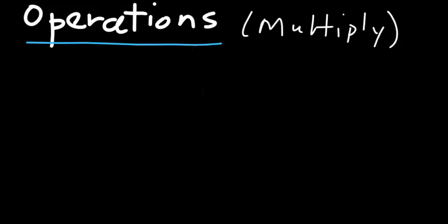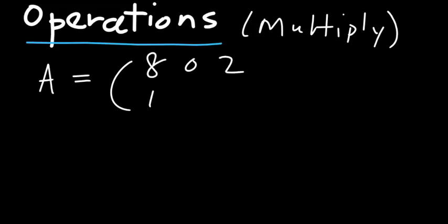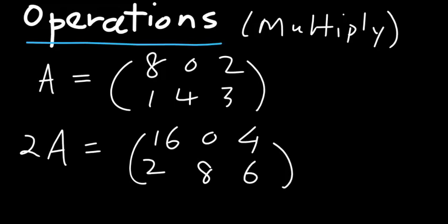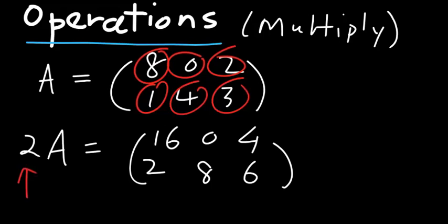Now let's look at multiplication. Now let's assume you have matrix A and it's given by 8, 0, 2, 1, 4, 3. So it is a 2 by 3 matrix. If you want to multiply A with a number, let's say 2, then the new matrix is 16, 0, 4, 2, 8, 6. So you multiply each element of matrix A by 2.